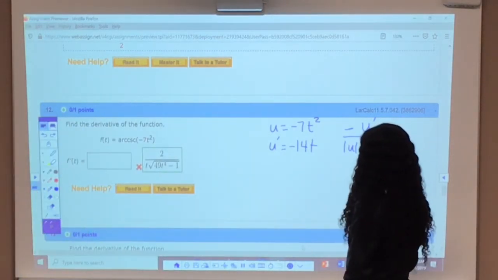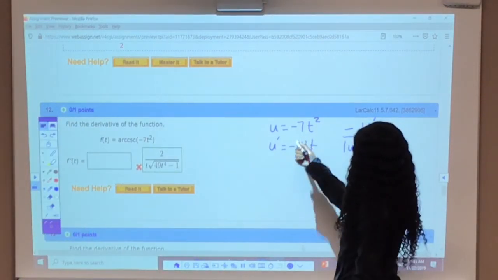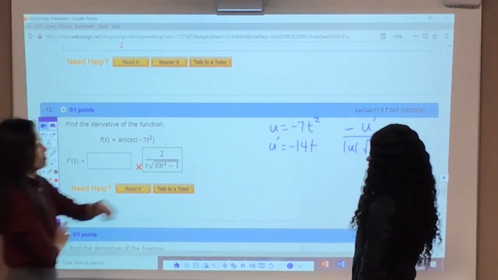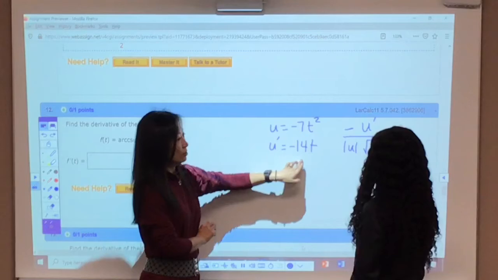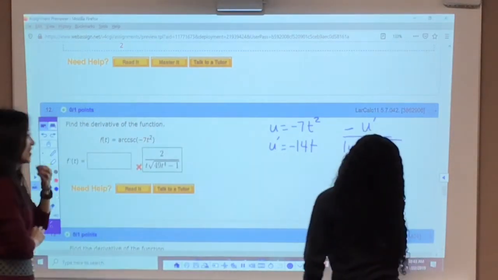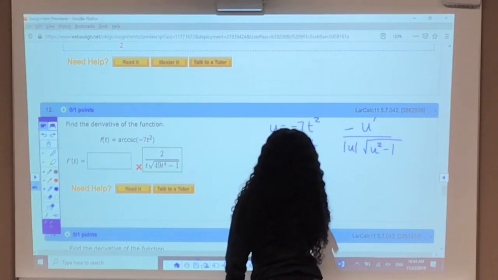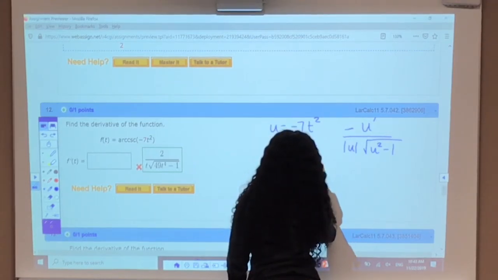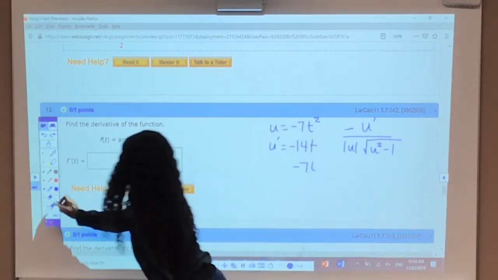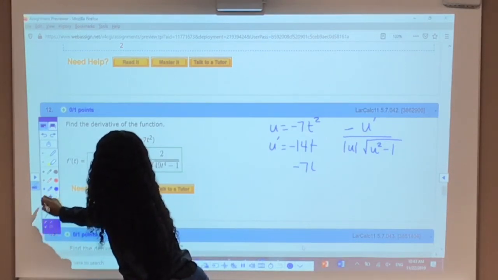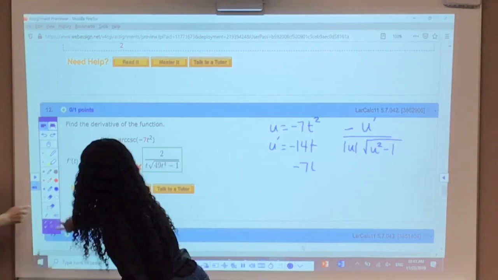Okay. She said, where did they get two from? Because you will cancel out 14 divided by 2. Okay. All right. Two. So you put negative and negative. Good job. You got it.